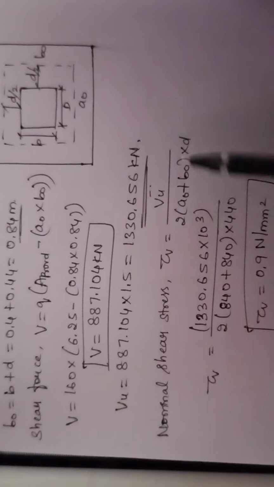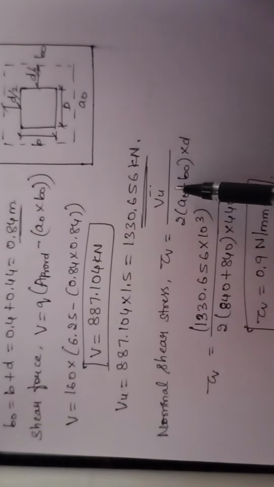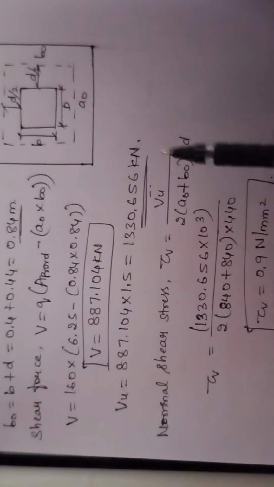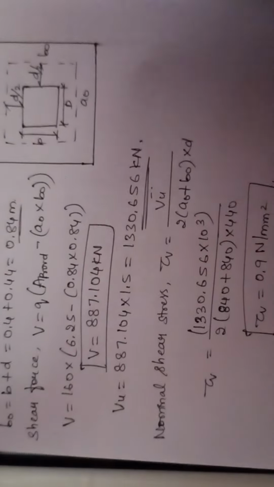Divide that with 2 into, always all the values which have to be kept in tau V will be in terms of Newton and mm itself. For that reason, A naught as well as B naught will be converted into millimeter. On converting, we will get 840 and 840. d is the effective depth, that is 440. On simplifying the whole thing, we will be getting a value of tau V as 0.9 Newton per mm square.